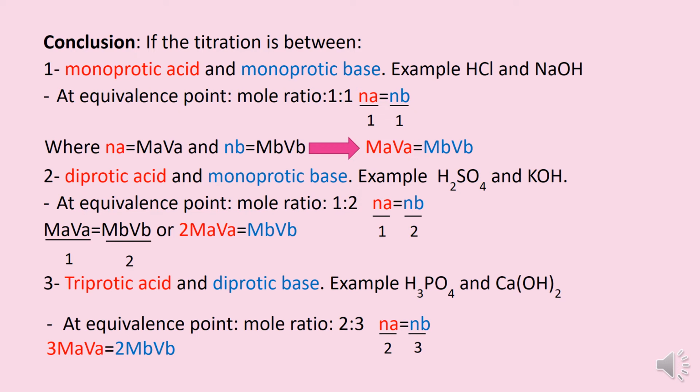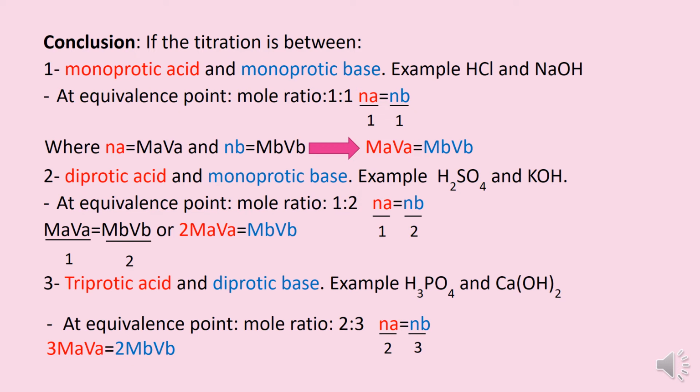Now the relation between them is MA times VA is equal to MB times VB. Let's recall also what we have here: 1 mole of the acid is required to neutralize 1 mole of the base. So here, MAVA equals MBVB.